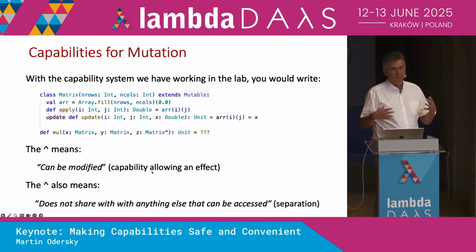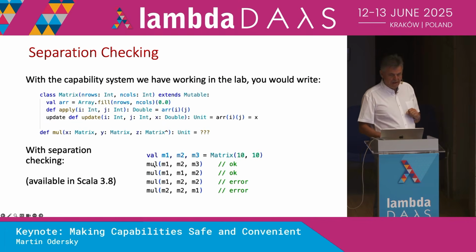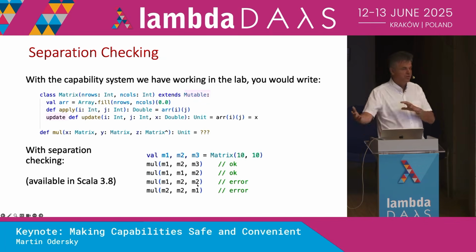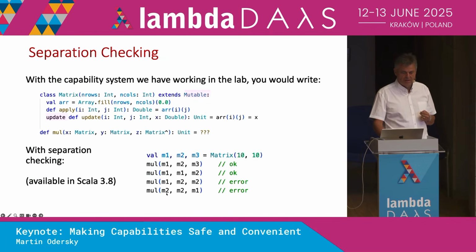And in the new system, that requires an extension of our system that we're still working on. It also means this hat doesn't share with anything else that can be accessed. It's different from all other hats. It's different from all capabilities you can see. And that means that if you have now calls to this matrix like this one, then the bottom two will be errors. So you can't multiply M1, M2 with M2, because essentially the result would be the same as the second argument, and the same thing would be this thing here. Actually, no, it's just this one. This one is a typo, sorry.